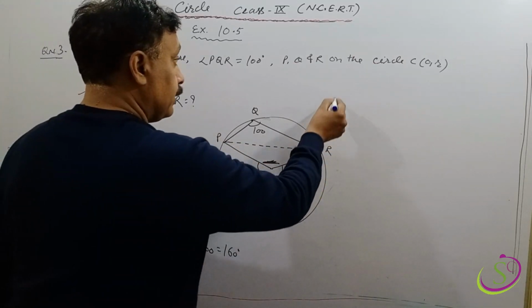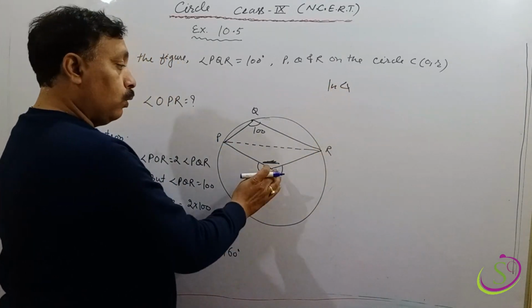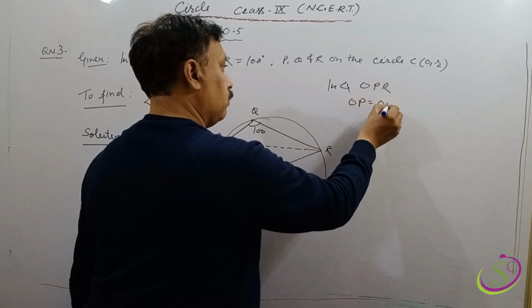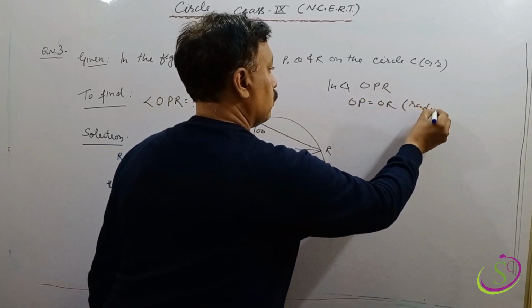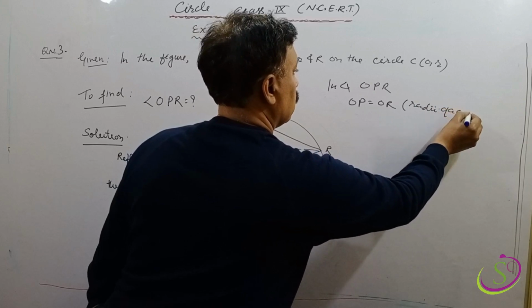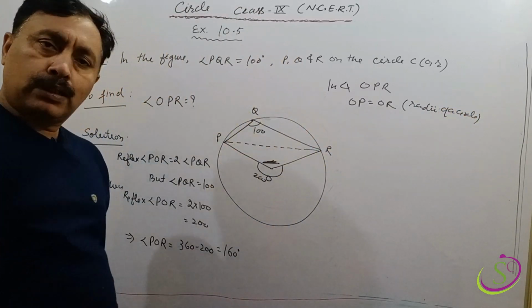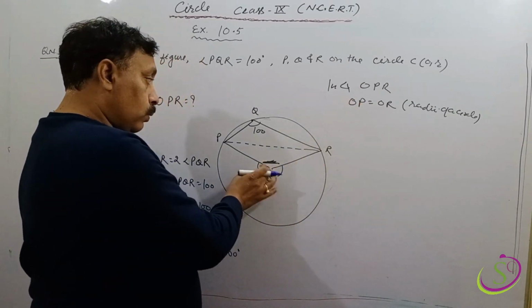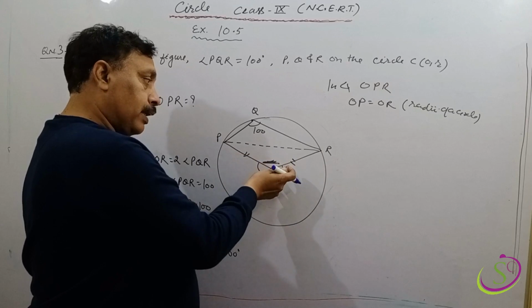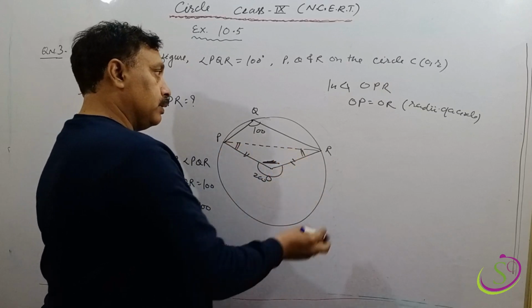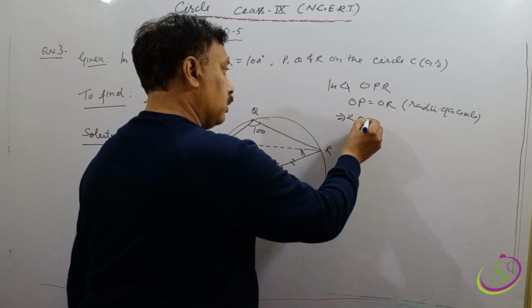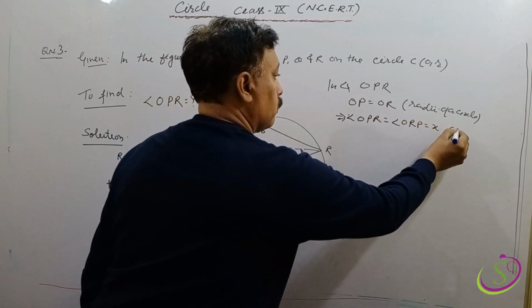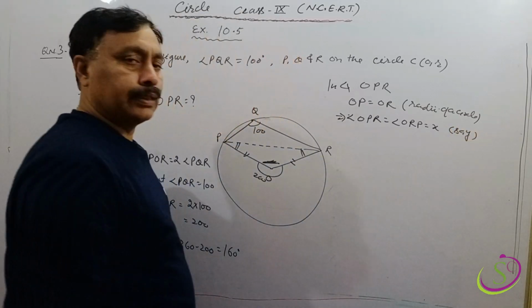Clear? In triangle OPR, देखिए, OP equal to OR. Why? Because they are radii of a circle. इस सर्कल में कितनी भी रेडियस ड्रॉ कर लें, all the radii will be same. But in triangle OPR these two sides are equal, so the angles opposite to them are equal. This implies that angle OPR will equal angle ORP, equal to x. Is it clear?